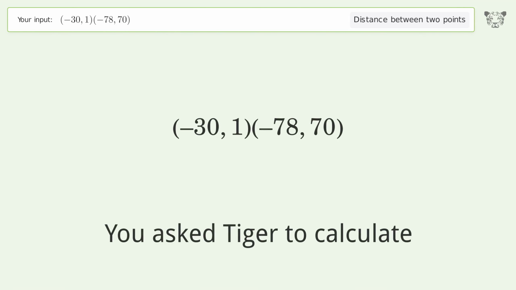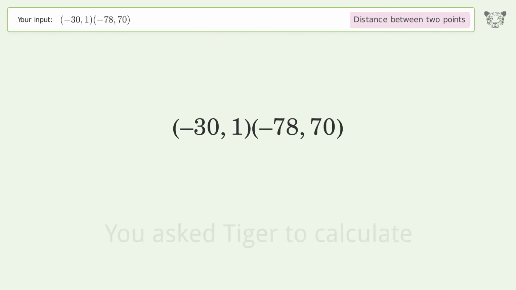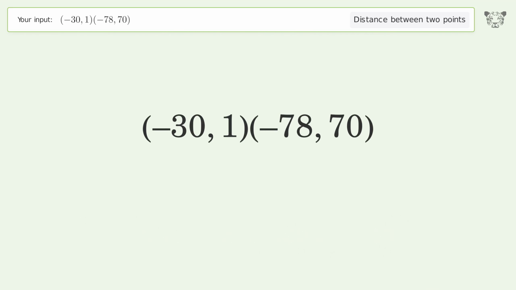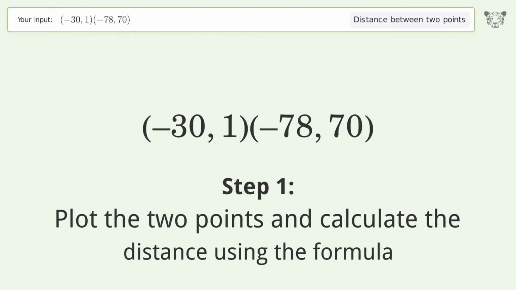You ask Tiger to calculate. This deals with the distance between 2 points. The distance between the 2 points is the square root of 7,065 or 84.054. Let's solve it step by step. Plot the 2 points and calculate the distance using the formula.